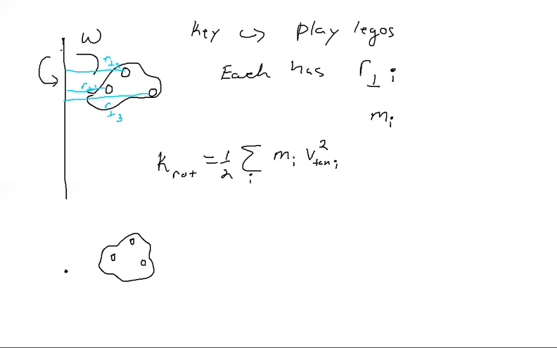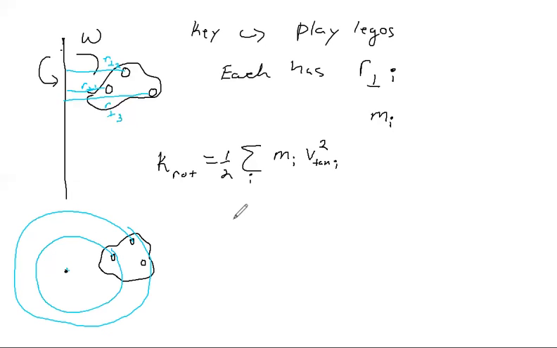And I would see that each one of these is going to have a circular path around the axis of rotation. Okay, so for each one of these, I can relate the tangential velocity to angular quantities.